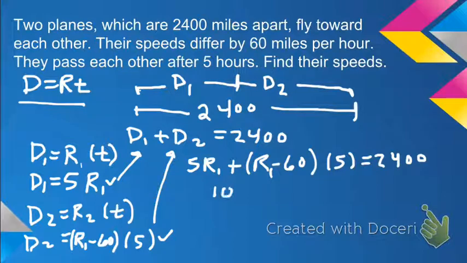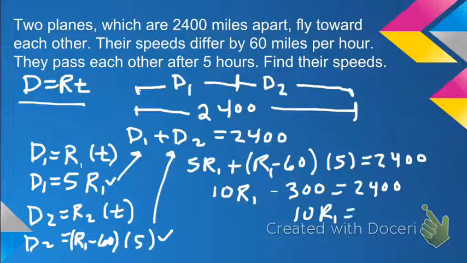So we're going to skip like 2 steps here. You distribute the 5, get 5r1 plus 5r1 is 10r1, and then minus 300, because that's negative 60 times 5. Add 300 to both sides, and you get 10 times the rate of plane 1 equals 2,700. And then you get the rate of plane 1 is 270.